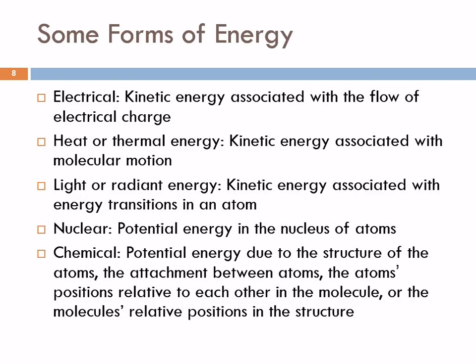Heat or thermal energy, we already talked about that. This is kinetic energy associated with molecular motion. Electrical energy is electrons moving. Heat or thermal energy is the molecules or atoms moving. We have light or radiant energy. The light from the fluorescent lights in here doesn't seem to have all that much energy, but you go outside when the sun's shining and you can feel the energy that it's transferring to your skin. This is energy associated with energy transitions in an atom. And we'll look at that later when we talk about what's going on inside of atoms.